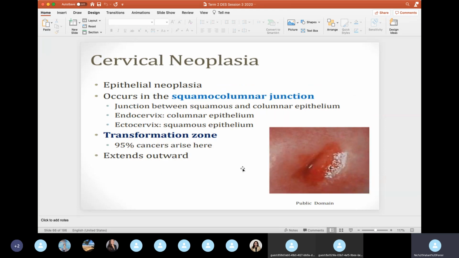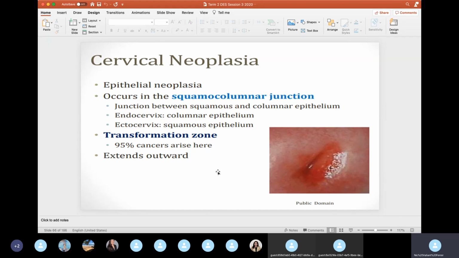Now we have some cervical neoplasia from the cervix of the mom. So you have epithelial neoplasia. It occurs in what? Squamocolumnar junction. Don't forget that your cervix has two parts, the endocervix and the ectocervix. The endocervix is columnar epithelium. The ectocervix is squamous epithelium. That's why we call that junction squamocolumnar junction. Or another name for that is a transformation zone.